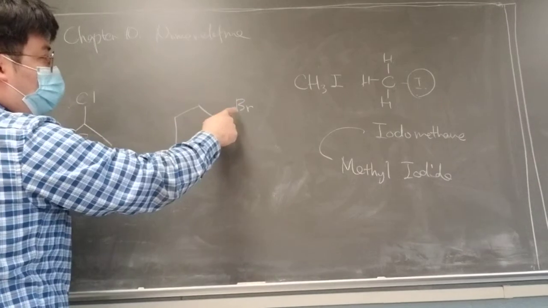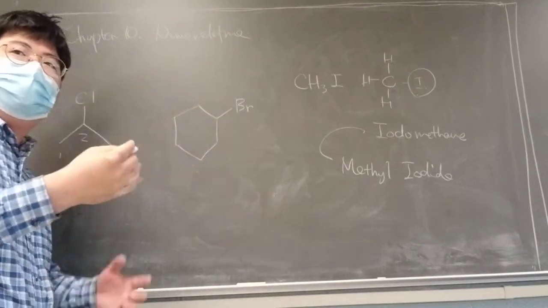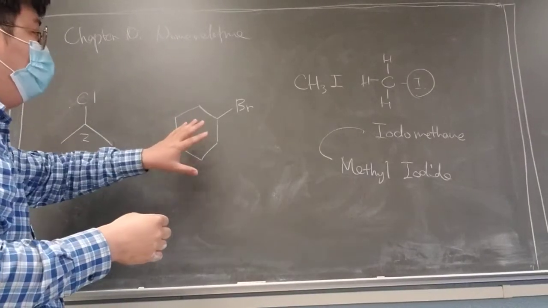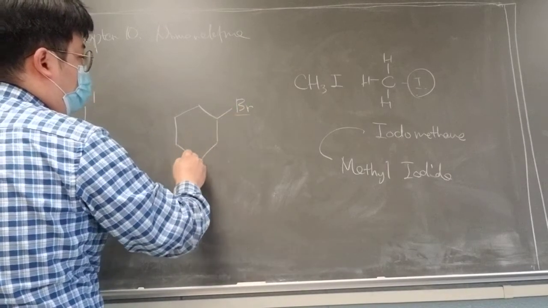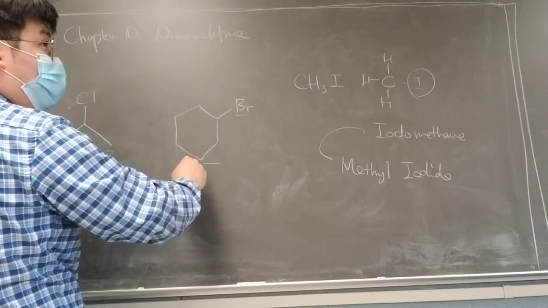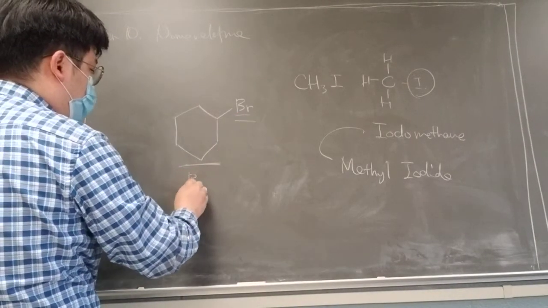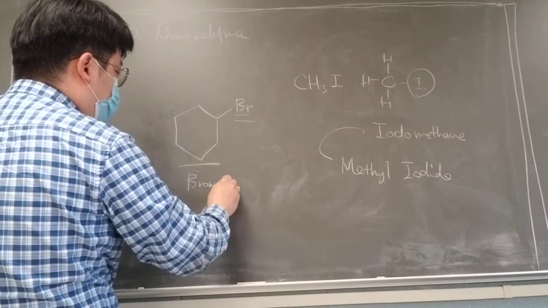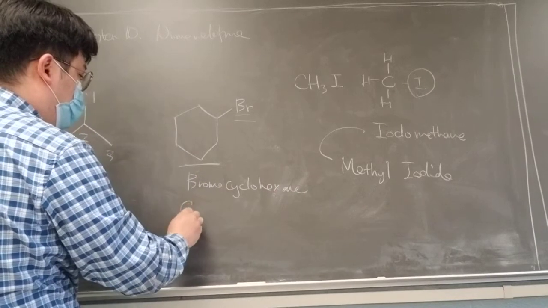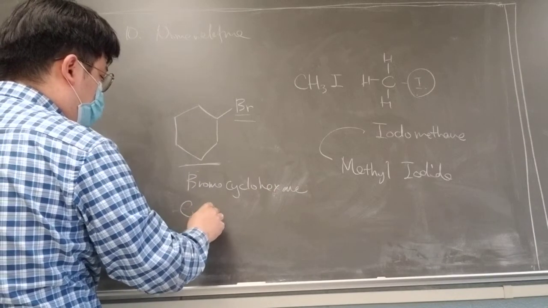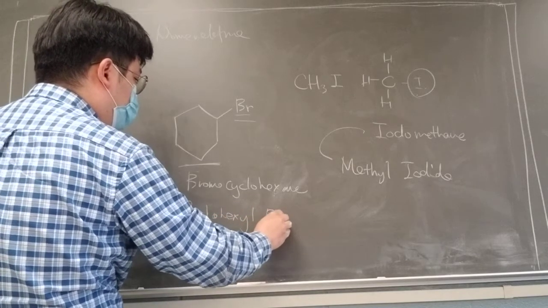This could be bromocyclohexane. If it's a ring structure, once again, you don't have to put number 1, because we know we always put number 1 for the only group there. So it'll be bromocyclohexane, but you can also say cyclohexyl bromide.